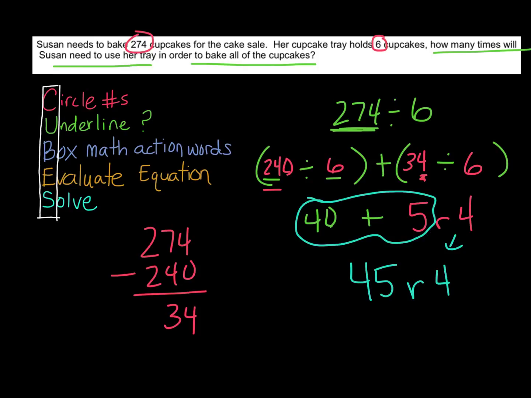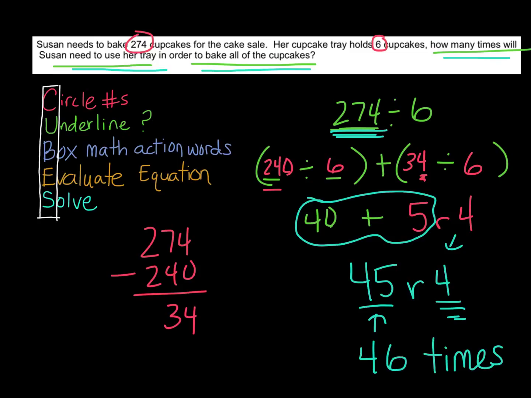Rereading the question, how many times will she need to use her tray to bake all the cupcakes, all 274? Well, you can't say 45 because then she's only baking 270 cupcakes. Remainder 4 is still left. So you need to bump this up to 46 times. She's going to have to use that tray. That last time she uses the tray, she'll only be baking 4 cupcakes instead of 6. But she'll have all 274 cupcakes, and that's what matters.